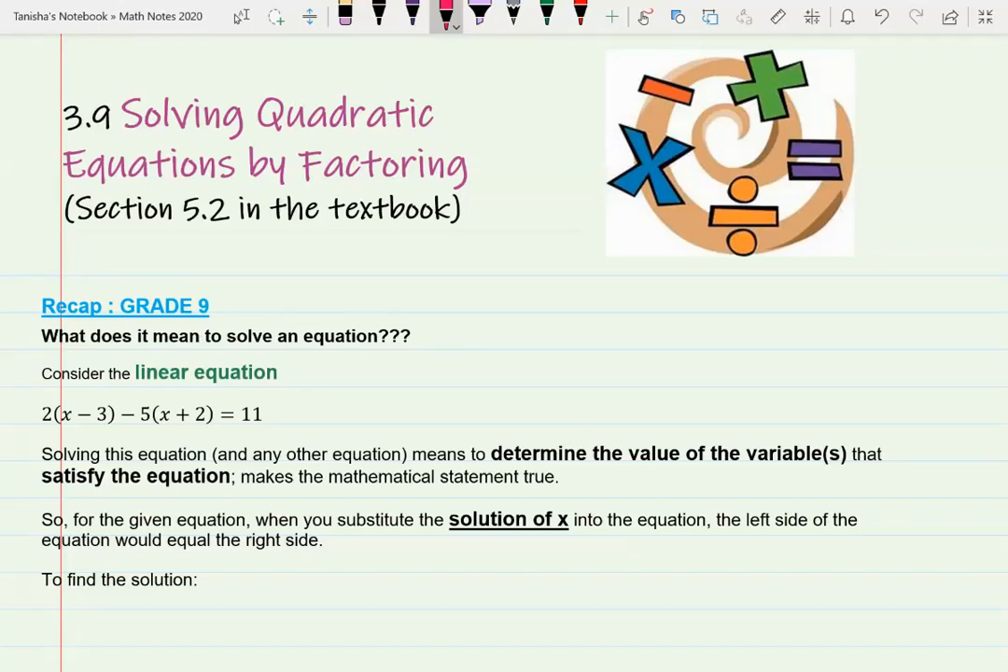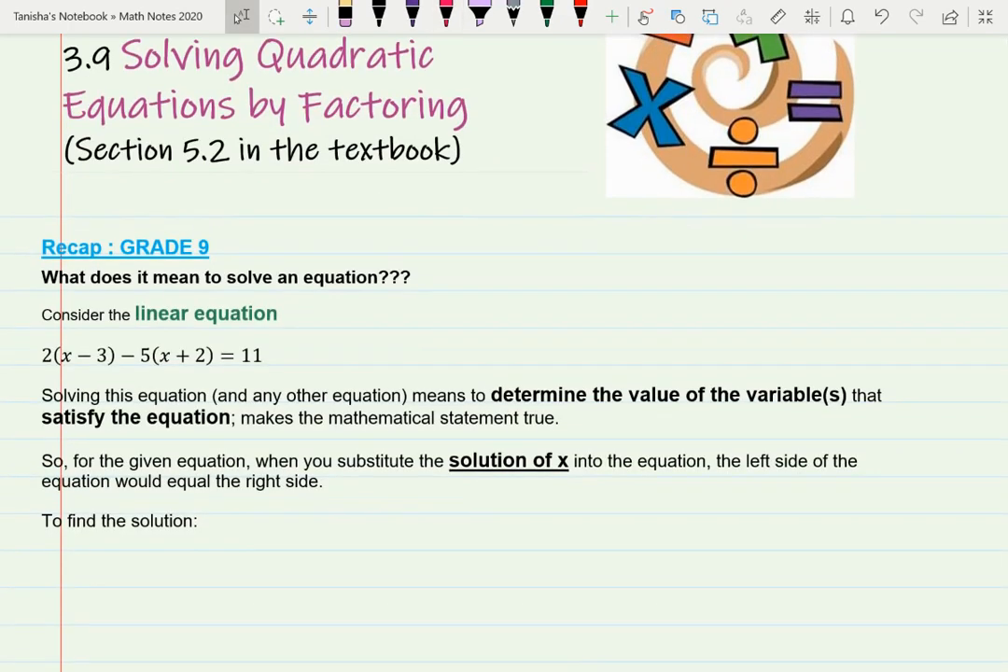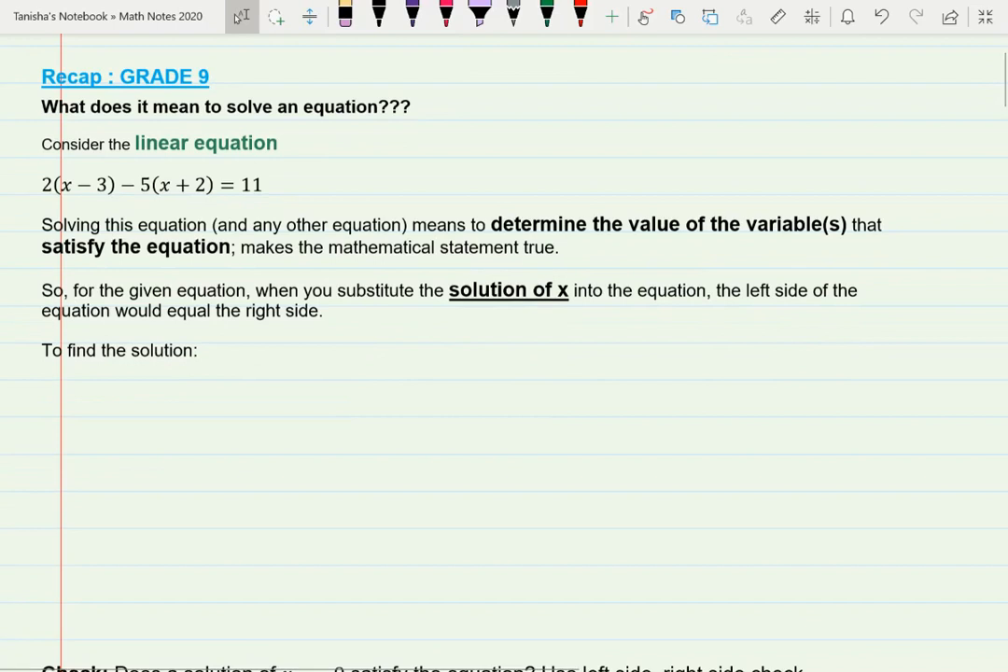In today's session, we will be learning how to solve quadratic equations by factoring. Before we even start solving quadratic equations, though, let's review some grade 9 solving equation methods that we've learned so far. Consider the linear equation 2(x - 3) - 5(x + 2) = 11.